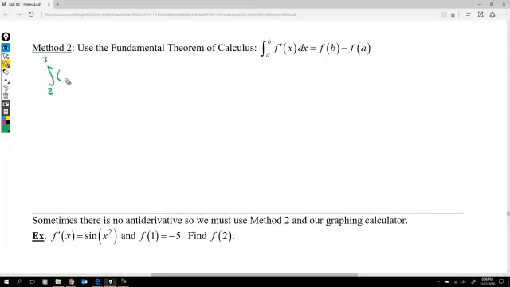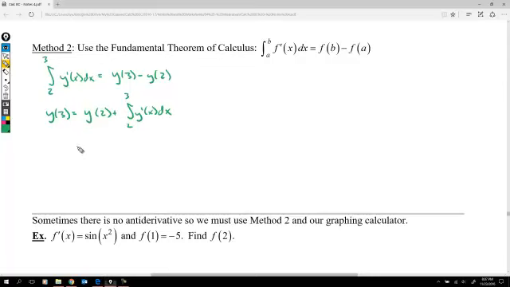I know the integral from 2 to 3 of y prime is equal to y of 3 minus y of 2. Now I'm trying to figure out what y of 3 is. So I can get y of 3 by itself on this side of the equal sign by adding y of 2 over to the other side. And this is what I get. This is something that I could input into my calculator if I wanted to.